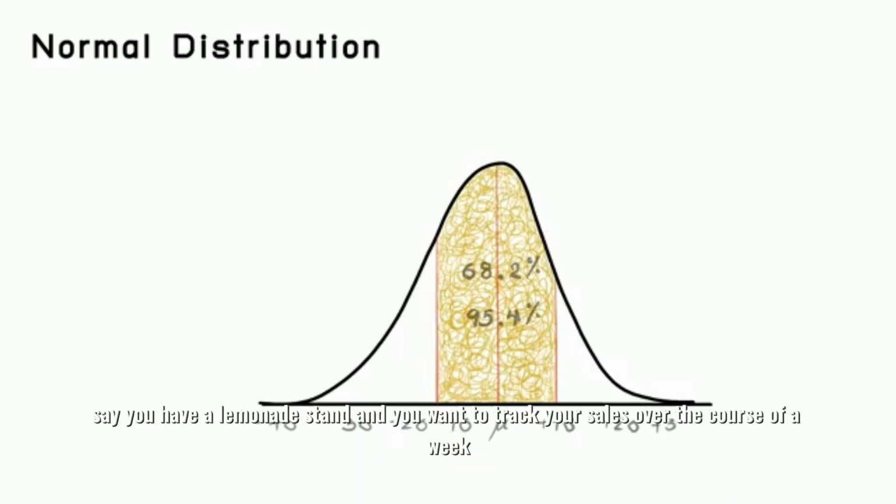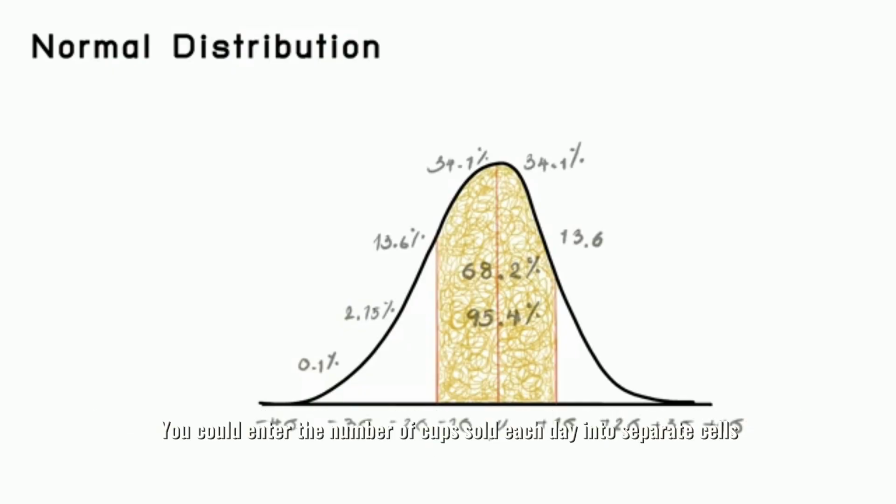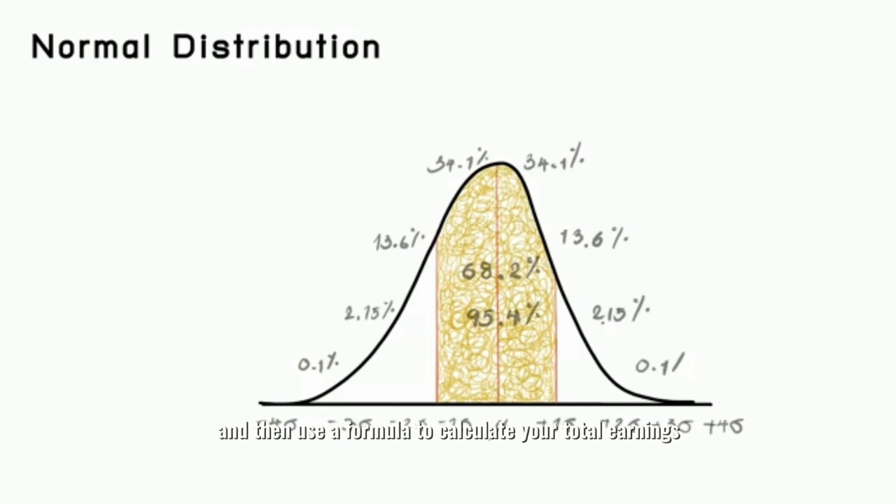For example, say you have a lemonade stand, and you want to track your sales over the course of a week. You could enter the number of cups sold each day into separate cells, and then use a formula to calculate your total earnings.